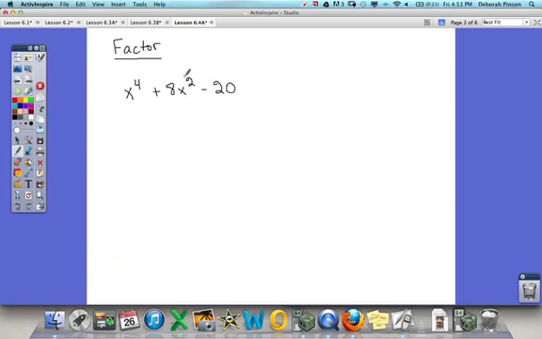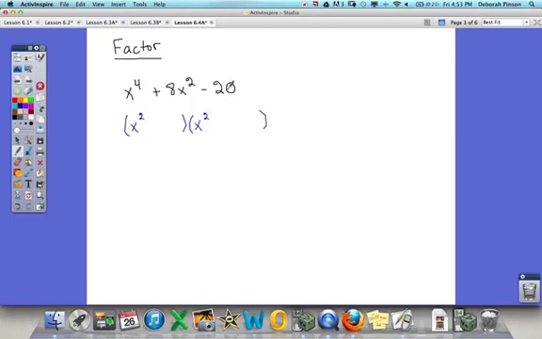Okay, and we're going to do some factoring here. Now, I want you to look for this pattern. If you see this pattern, x to the 4th, x squared, constant, try to factor it. So I'm going to try to factor it. Instead of having an x and an x, I'm going to have an x squared. Other than that, I'm going to do the same thing.